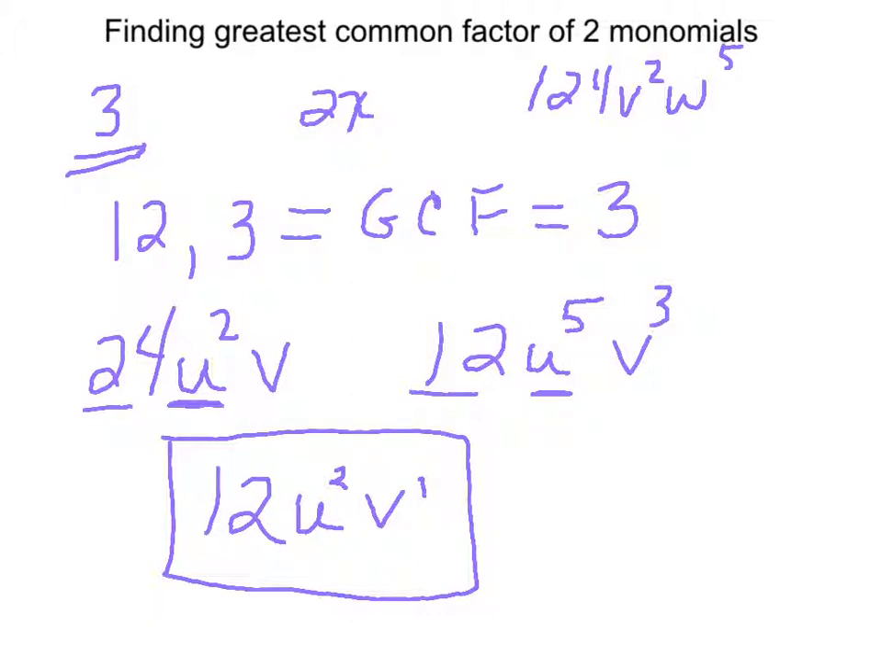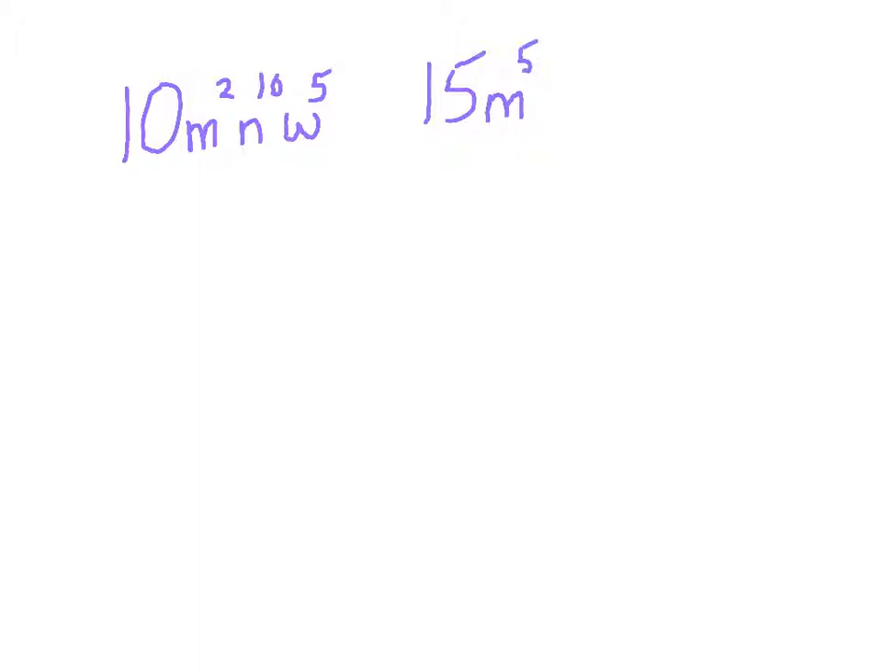Let's try another one. Let's do 3 this time. We're going to find the greatest common factor of 3 monomials. Don't let that freak you out. Let's do 10m squared n to the 10th w to the 5th, and then let's do 15m to the 5th n to the 7th w. Alright, so we have 2 monomials. We want to find the greatest common factor. It's actually called the greatest common monomial, if you care. So we look at the numbers. What's the biggest number that goes into both of them? Well, they're both divisible by 5, so that would be our greatest common factor.